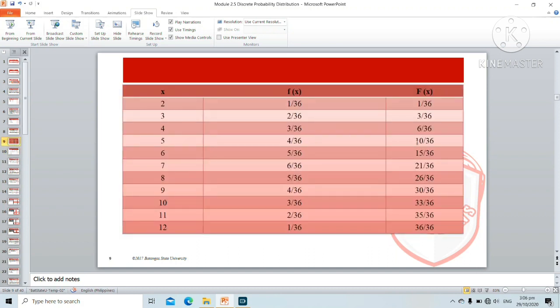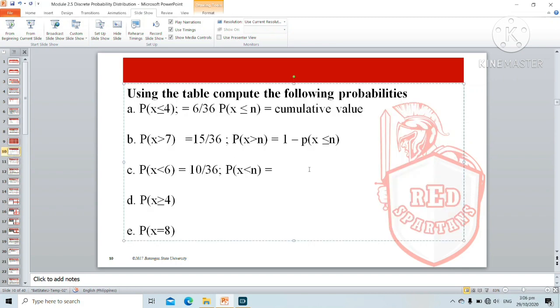Sa cumulative ay ang katapat ay 5. Ibig sabihin, probability ng x is laging nakabase tayo sa cumulative or sa less than or equal. Less than or equal n minus 1. So, babawasan natin yung ng isa. Kapag less than n, halimbawa, less than 4, ibig sabihin, ang formula natin ay x is less than or equal to 3. Kung ano yung katapat ng 3, yun na yung probability.